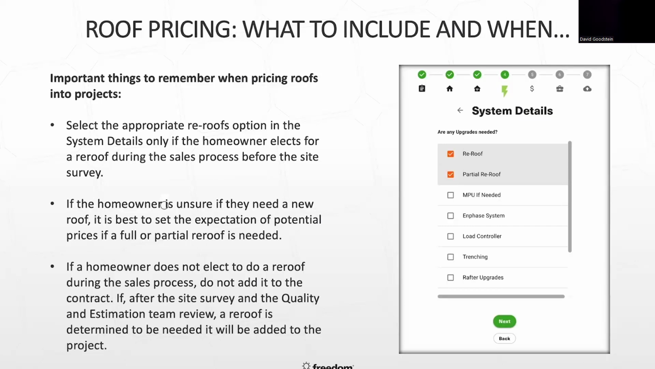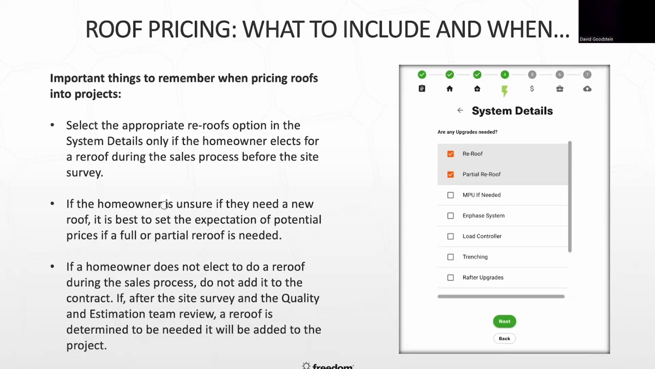If a homeowner does not elect to do a re-roof during the sales process, again, you should not add it to the contract. If after the site survey the quality and estimation team review that and determine that a roof is needed, it will be added to the project. You'll see it on the scope of work and the adders. And then you can go back to the homeowner with the expectation you set prior, saying, here's what it could cost based on our calculations, but we don't know that until we get the survey back. Now you have that information to present to the homeowner.